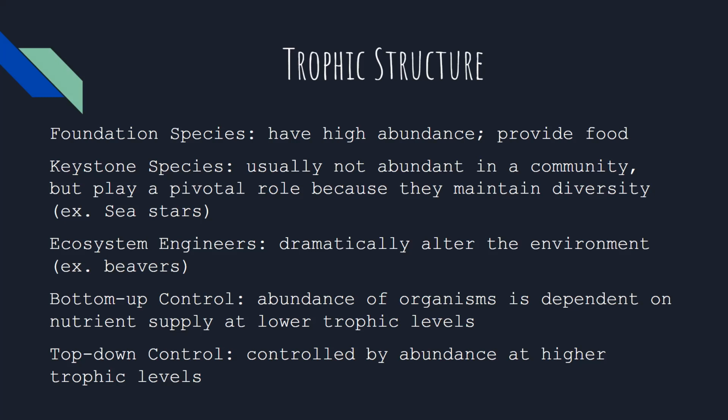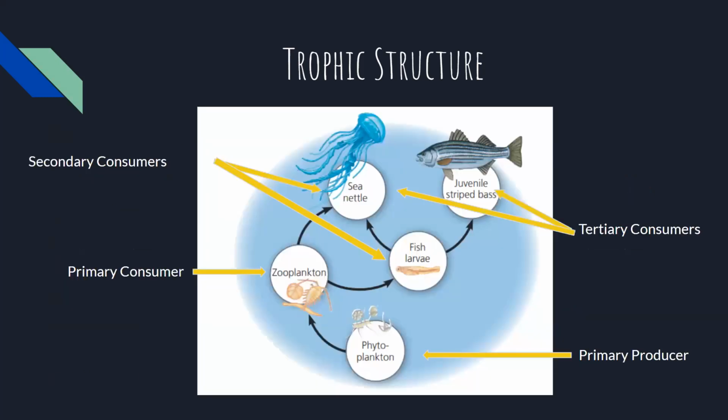Bottom-up control is when the abundance of organisms is dependent on nutrient supply at lower trophic levels. And top-down control is when abundance is controlled by higher trophic levels. So basically bottom-up control just means the abundance of organisms in an ecosystem is based on the primary producers, so probably the phytoplankton in the previous example. And top-down control would be at higher trophic levels. So that would be the sea bass and the sea nettle.